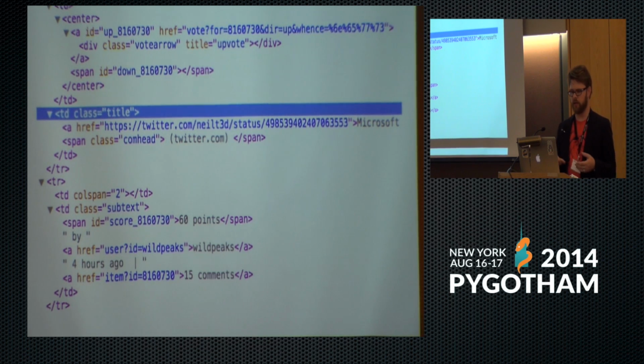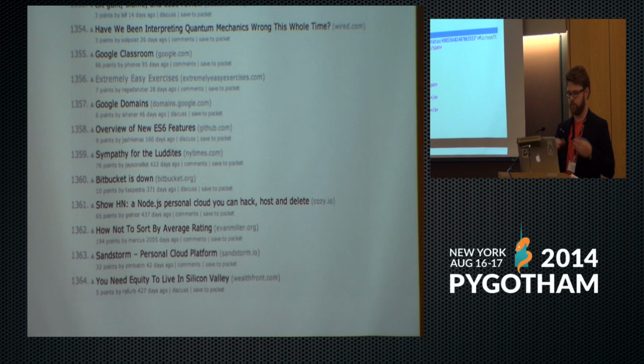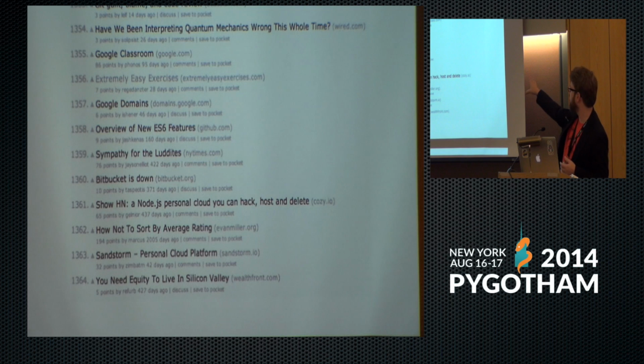But there's a couple of pieces here on each article. So you see the articles here. There's a little bit of buffer in between each one of them, and the actual link to the article that you might want to see. And then down below, there's points and how many comments are here.